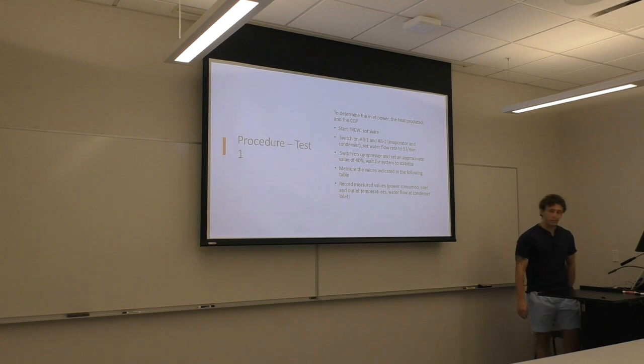So, the procedure for test 1. The goal is to determine the inlet power, the heat produced, and find the COP. First we start the TRC-VC software, switch on AV1 and AV2, which turns on the evaporator and the condenser, and we set the water flow to 5 liters per minute. Then we switch on the compressor, set an approximate value of 40% and wait for it to stabilize. We measure the values, and then we put them in a table that was given in the lab manual. We record these values, which are the power consumed, inlet and outlet temperatures, and the water flow at the condenser inlet.